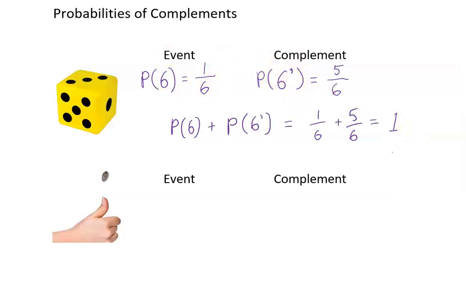Nothing else that we can roll. Either we roll a 6 or we roll something that's not a 6. There's a 100% chance of us rolling one of those two possibilities.